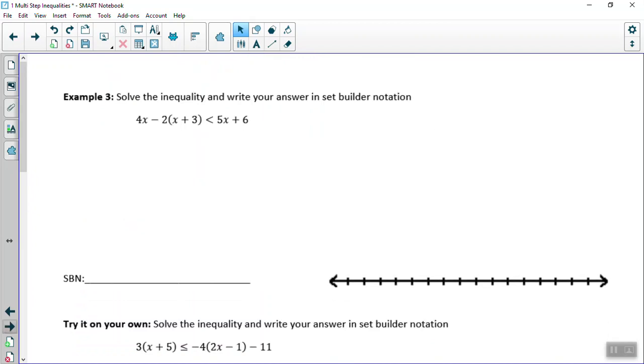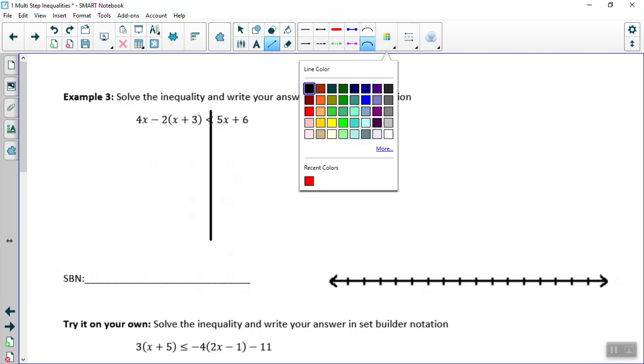Okay, let's go to the next page, and let's solve this one here. So just another multi-step inequality, but again, we have to make sure we're always paying attention to what's happening in that inequality. So I have parentheses, which means I have to distribute. What is it that I'm distributing this time? Well, I need to distribute that negative 2.